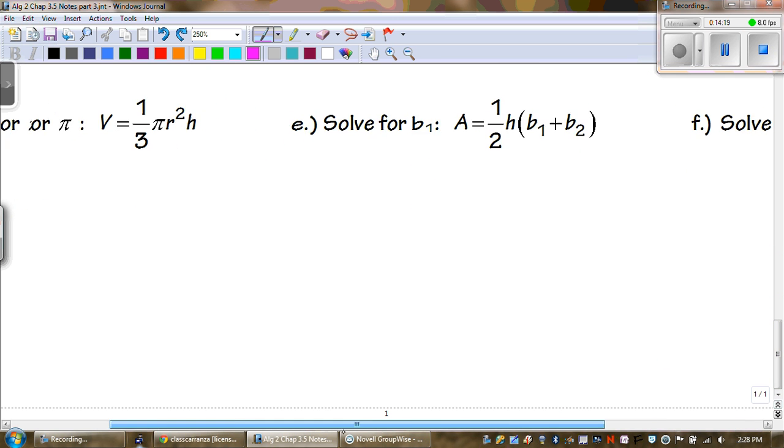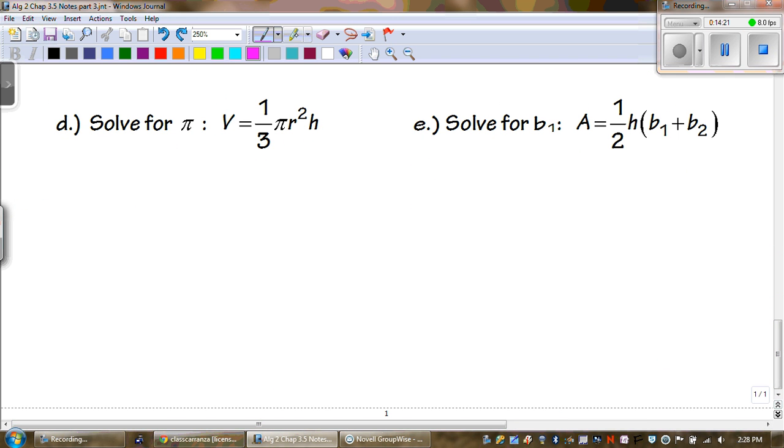Okay, we got 3 more problems. We have to solve for pi. Now, while this looks like a lot of steps, first off, does anyone know what this is? Remember that V equals volume. In this specific one, we're talking about the volume of a cone.